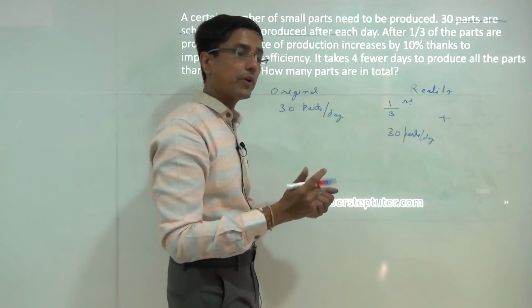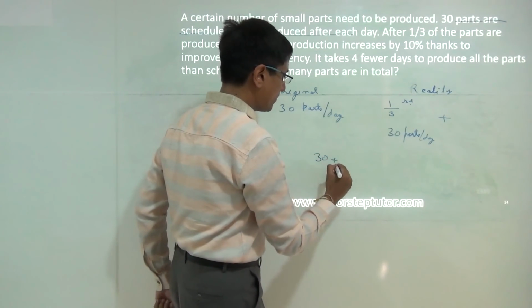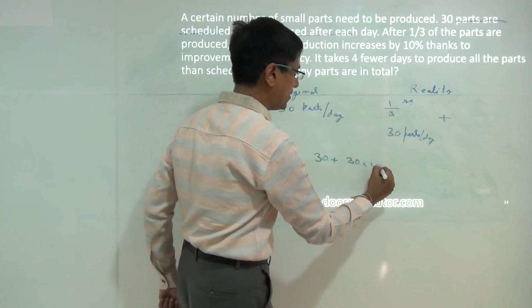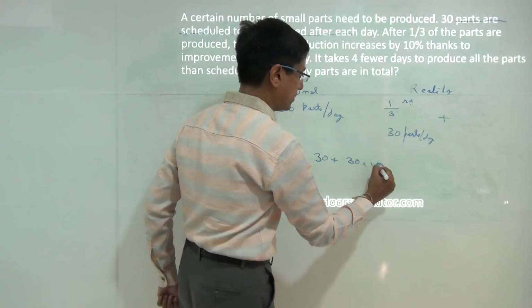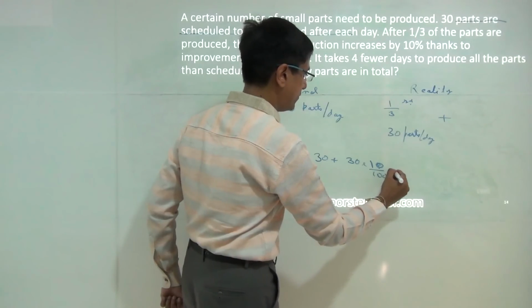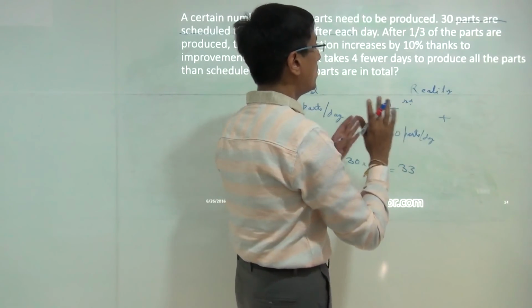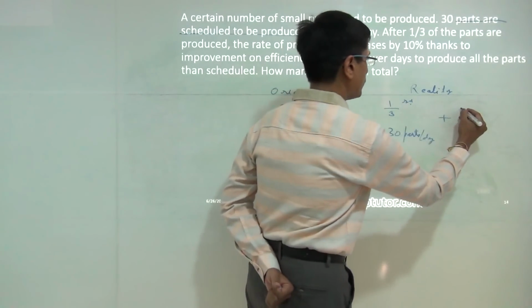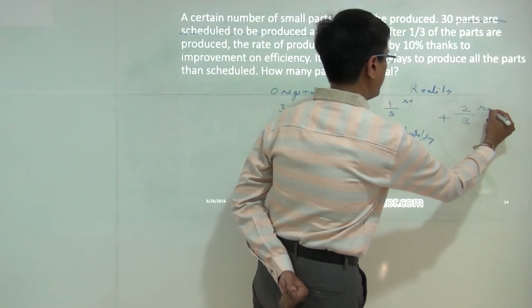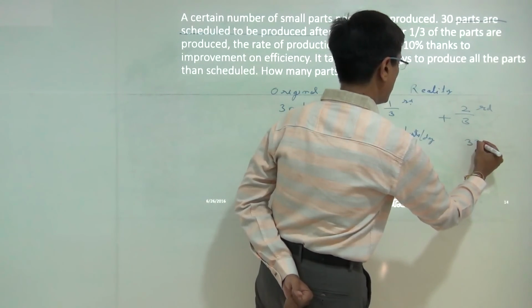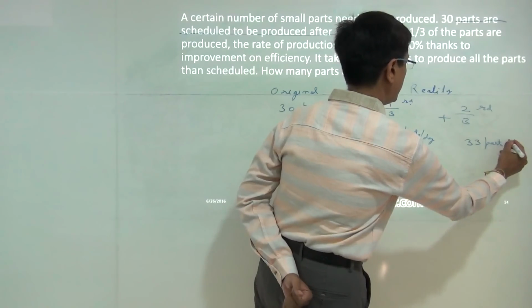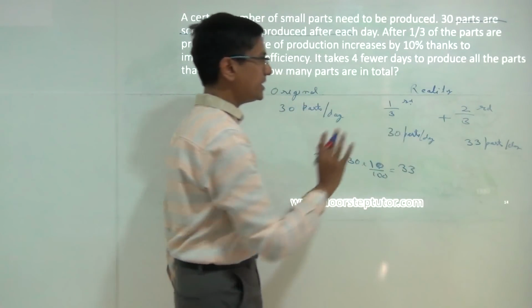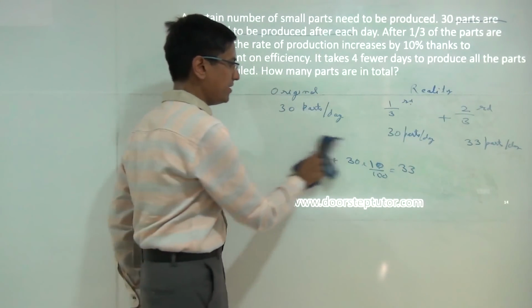So we were really able to produce 30 plus 30 into 10 by 100, which is equal to 33 parts per day. So our increased efficiency was 33 parts per day. So 2/3 of the parts were produced at the rate of 33 parts per day. Right? So this is the data which is given to us. Very simple.